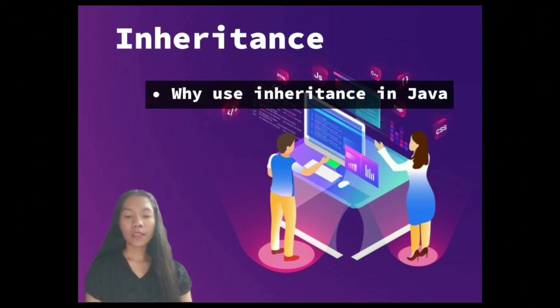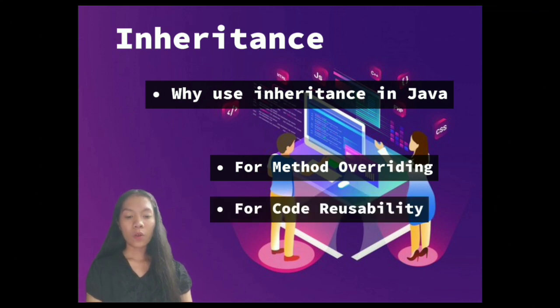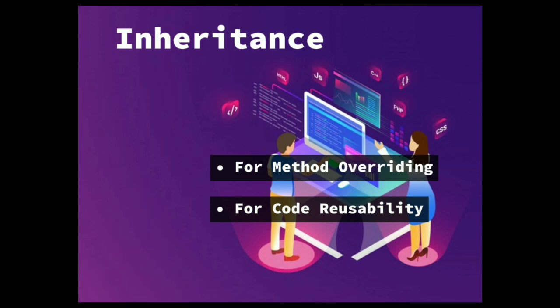Why use inheritance in Java? It is used for method overriding, which is also known as runtime polymorphism. Hence, we can achieve polymorphism in Java with the help of inheritance. It is also used for code reusability. The code that is present in the parent class can be directly used by the child class.